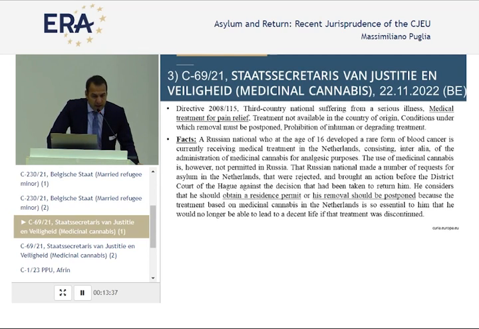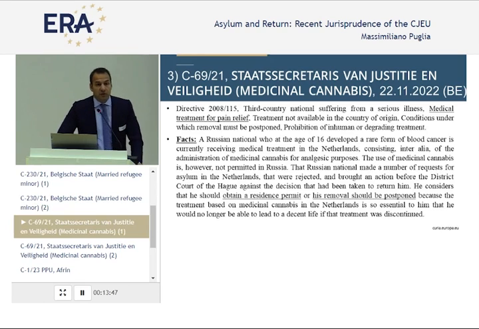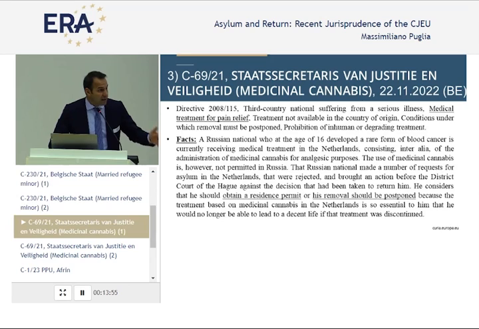The request was made by a Russian national who developed a rare form of blood cancer. He is in the Netherlands where he is receiving a treatment, and this treatment consists in the administration of cannabis, which is forbidden in Russia. So he cannot obtain the same treatment in Russia, and that's why he applies to receive a residence permit in the Netherlands. Residence permit is refused in this case, so he's illegally staying in the Netherlands and is subject to a decision of return to his origin country.